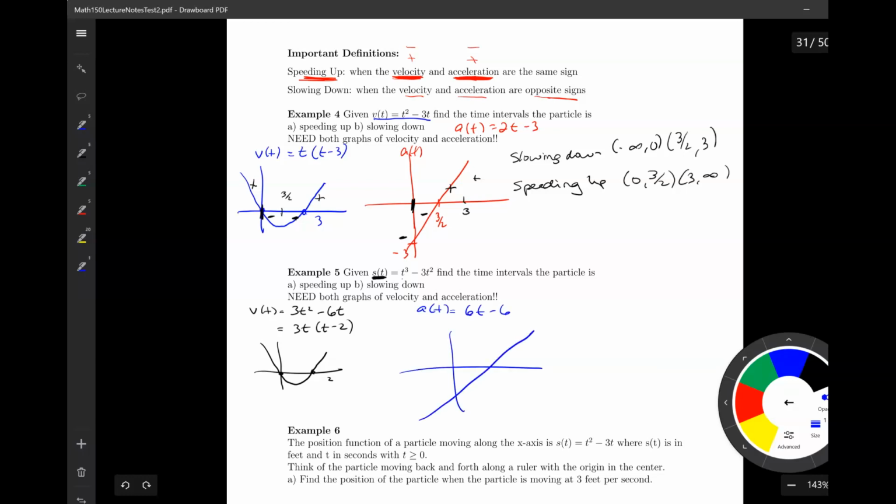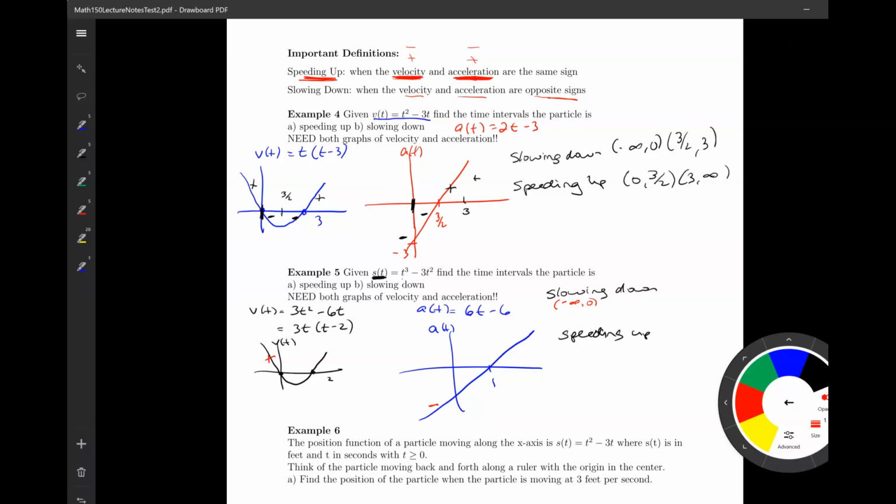So it looks like this. And this would be 1. Make sure I label my graphs. Okay, so we've got to find the slowing down and speeding up intervals. Okay. So before 0, this graph is positive. Before 0, this graph is negative. So between negative infinity and 0, it must be slowing down.